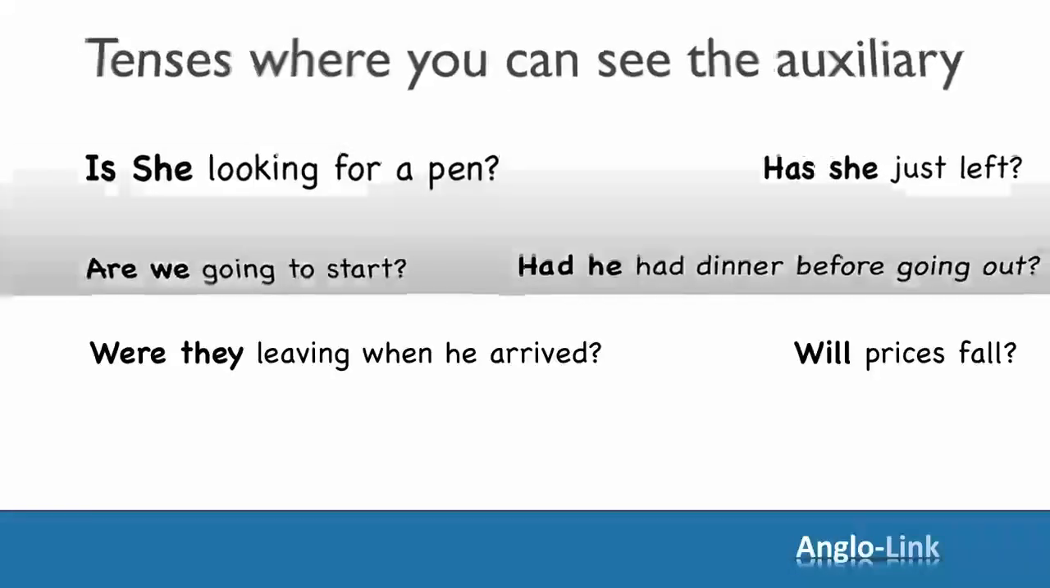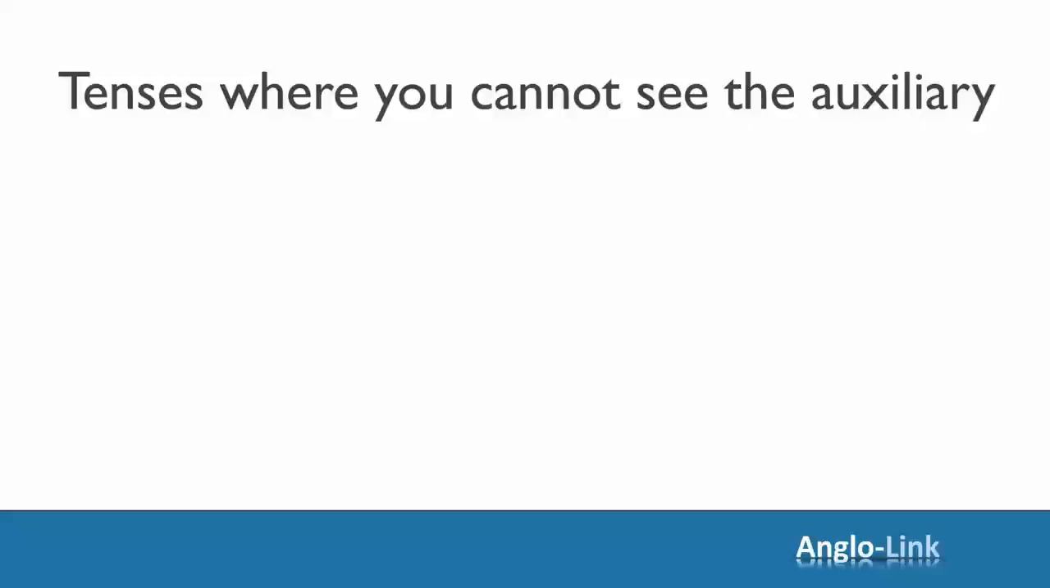Now let's look at tenses where you cannot see the auxiliary. As you know, these are the present simple and the past simple. For the present simple, the auxiliaries you need to bring in are do and does, and for the past simple, did. Remember that do is for I, you, we, and they, and does for he, she, and it. Let's look at the first example. We have a deal. Notice that here have is the main verb. Therefore, we need the auxiliary do. Do we have a deal?